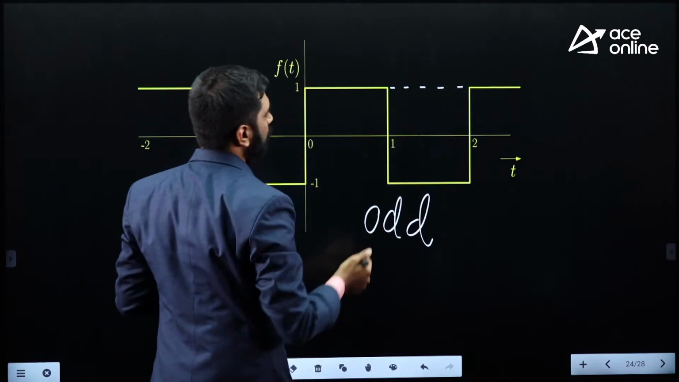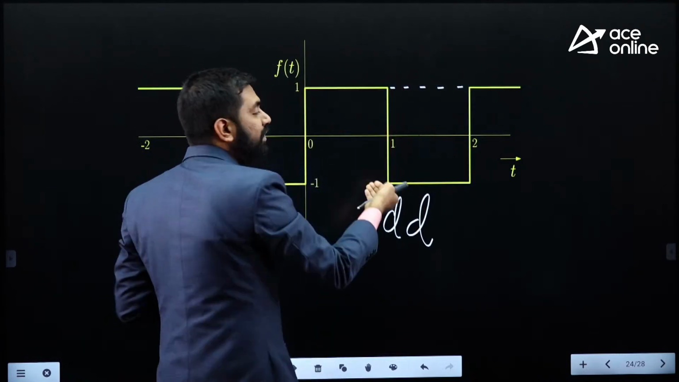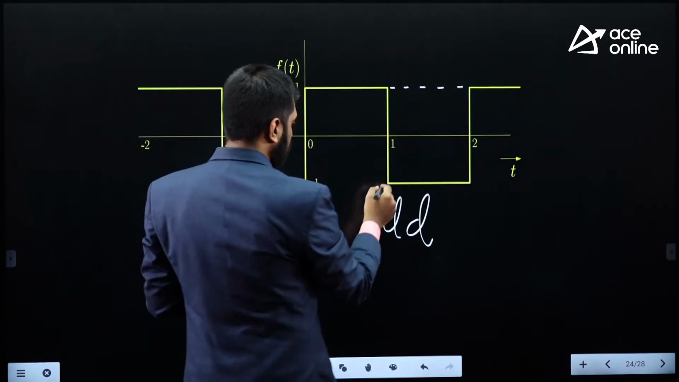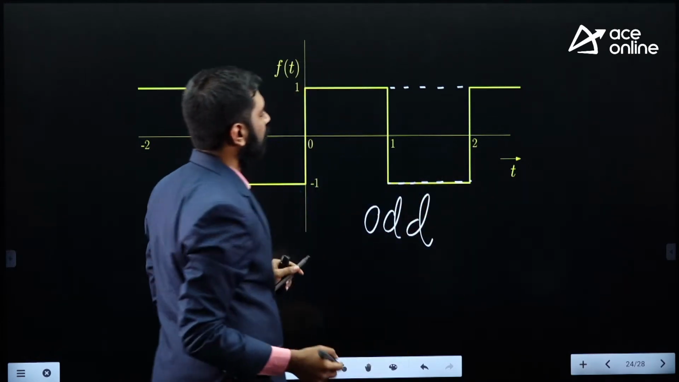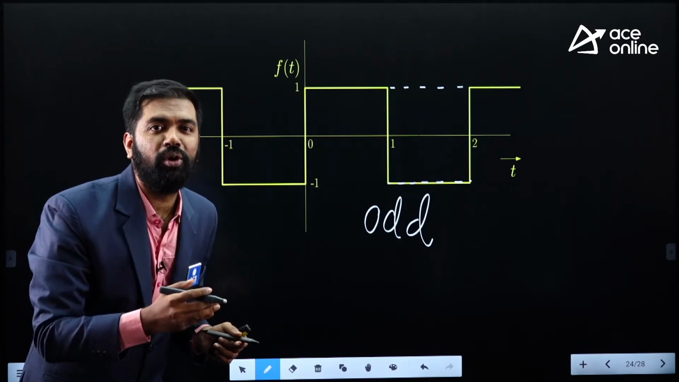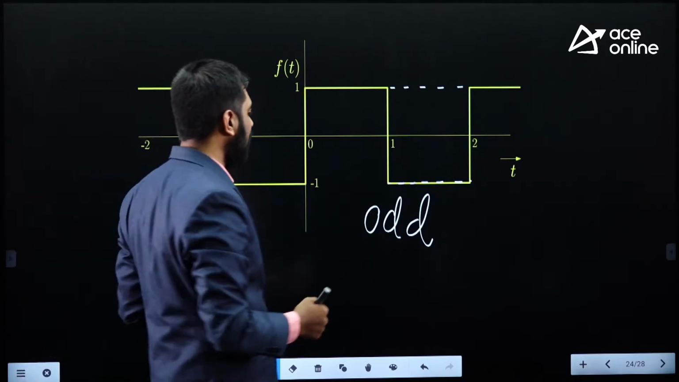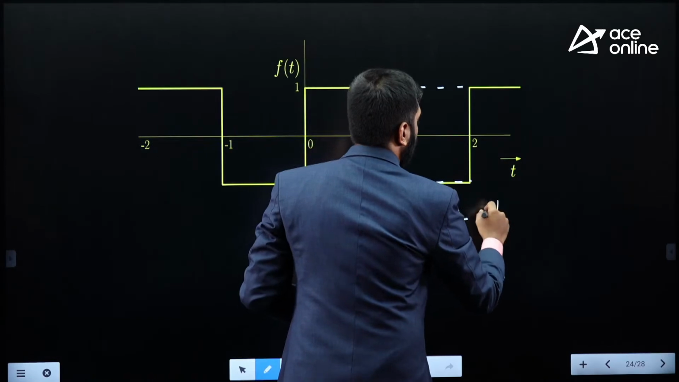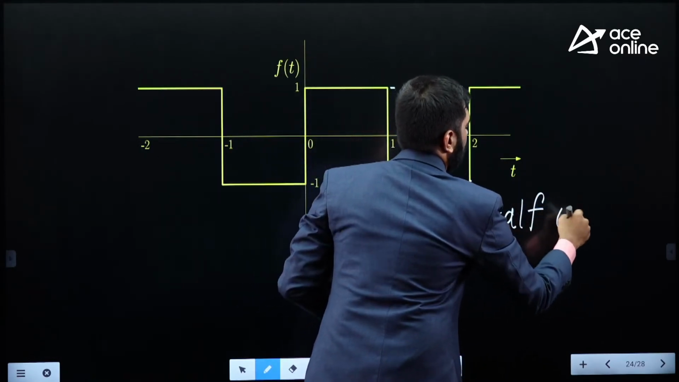So this is how it looks. Now you have to rotate this about x-axis. When you rotate this about x-axis, you get something like this. Is it overlapping with this? Yes, exactly overlapping. That means it has got half wave symmetry. So I'll write plus half wave symmetry.